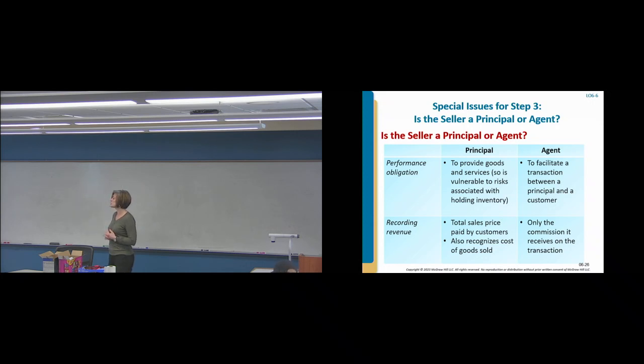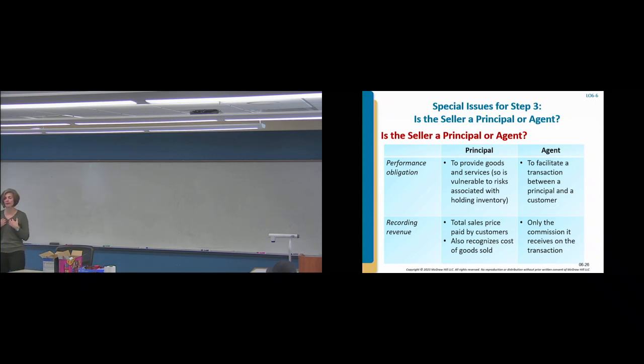So the principal provides goods and services. They are vulnerable to risks associated with holding inventory. The agent facilitates the transaction between the principal and a customer. So who's the principal in my example? And who's the real estate agent? I'll give you a clue. One of them has the word in it. The real estate agent is the agent, and I would be the principal.